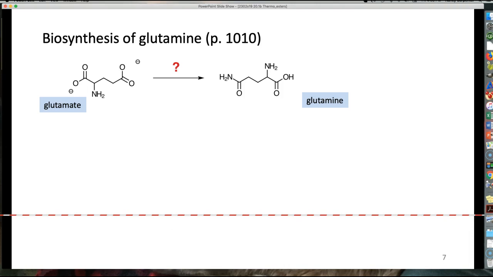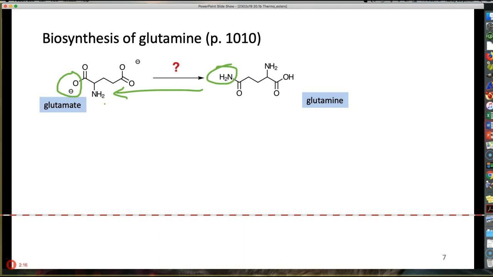Another really cool thing about the reactivity ladder, and this kind of chemistry is barely covered in your textbook, but it's worth looking at because it's so interesting how Mother Nature can get around these issues with thermodynamics. It turns out we need glutamine. It's an essential amino acid, and it's synthesized from glutamate. But if you look at this biosynthesis, it shouldn't work, because what we're trying to do is substitute a carboxylate to make an amide, and this is definitely more stable. This reaction is not going to happen.